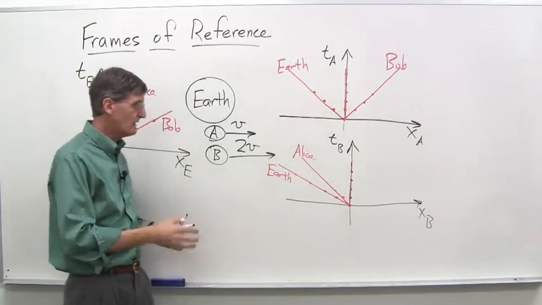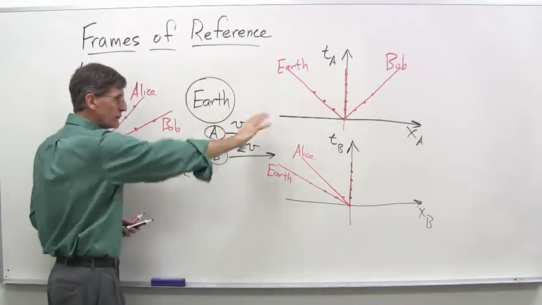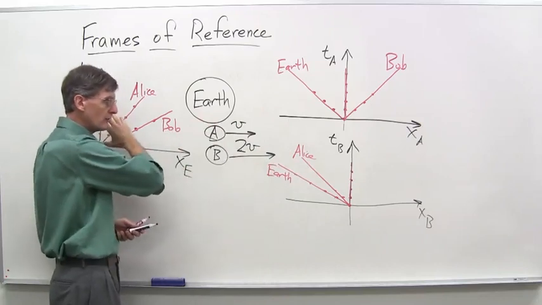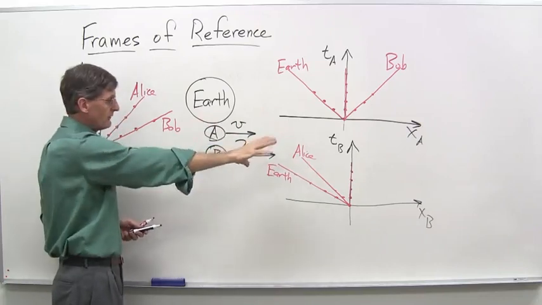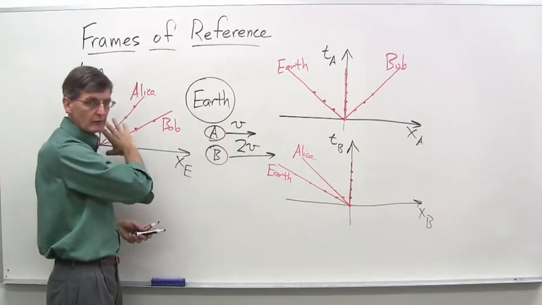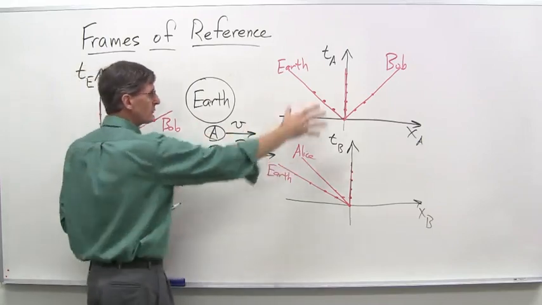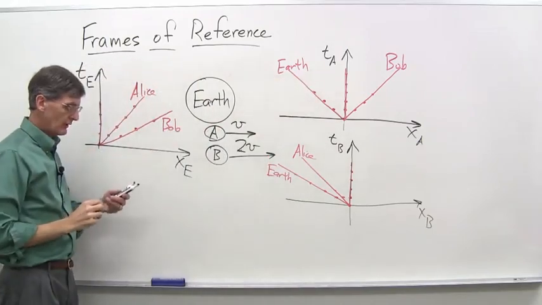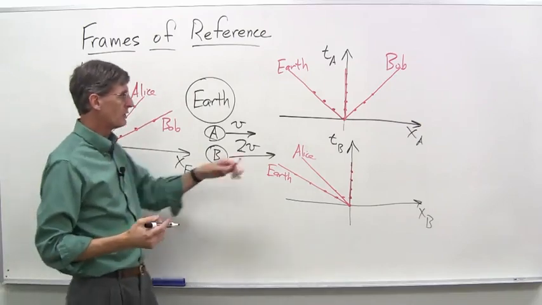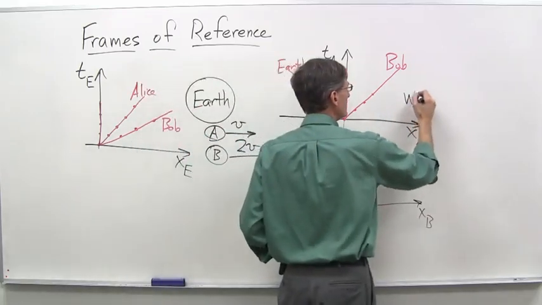Different frames of reference. So the physical events are exactly the same. We've got Earth, Alice moving away at V, Bob moving away at 2V, or from Alice's perspective, Earth moving backwards at V, and Bob moving forwards at V, or from Bob's perspective, Earth moving backwards at 2V, Alice moving backwards at velocity V. It's the same exact physical situation, but we have different perspectives, and so we end up with different space-time diagrams. We also have a fancy word, somewhat fancy word, for our plots here. These are called world lines.